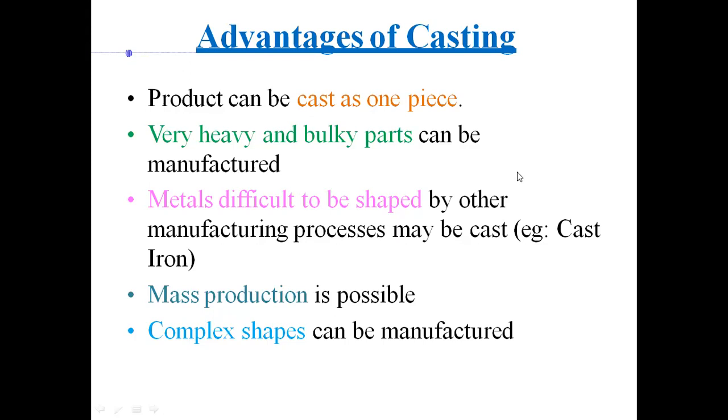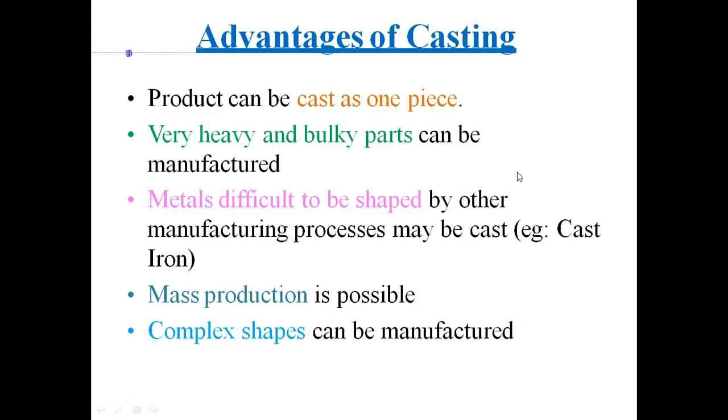And you see the second one, very heavy and bulky parts can be manufactured. Not just very heavy, you could start from very low weight, from a few grams to tons. Even 100 or 200 tons of castings are also being made. So very heavy and bulky parts can be manufactured with the help of the casting process.